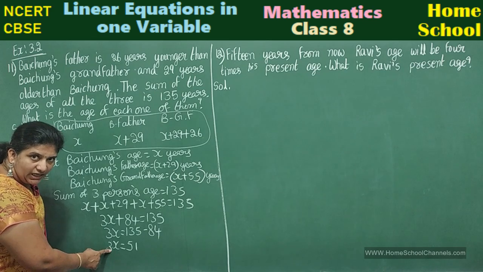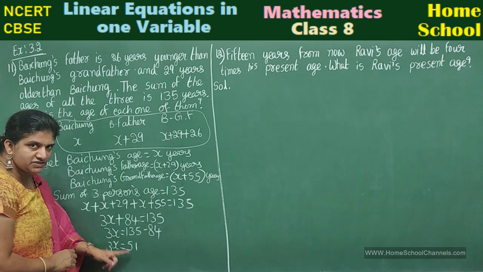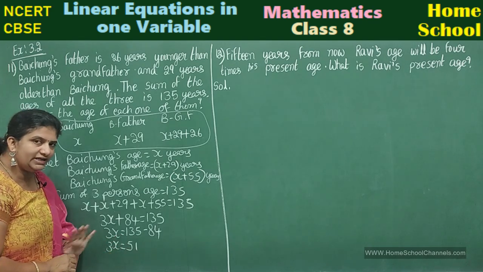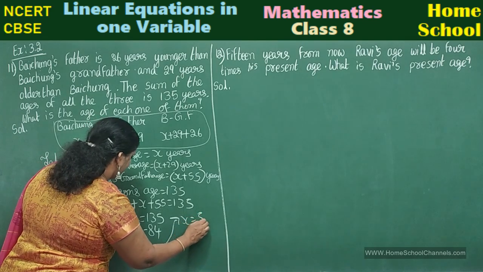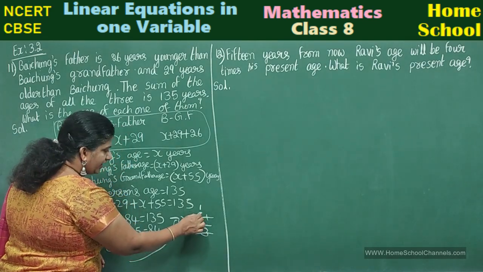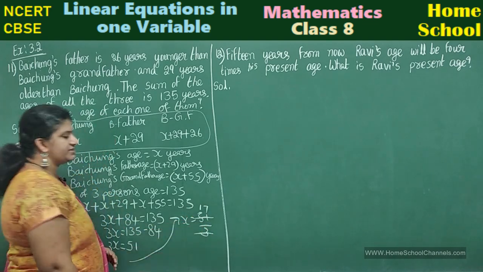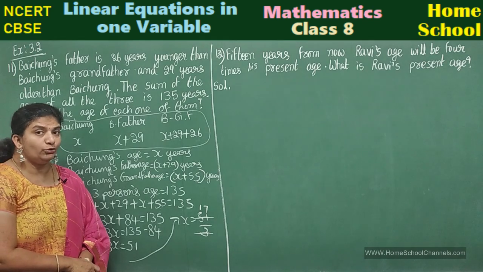Now this 3, what do you need to do? You need to send it to the other side, that is transpose, then you are going to divide. Okay, let me continue here. x is equal to 51 by 3. Cancel. 3 ones are 3, 2 left, 21, 3 sevens are 21. Is the problem completed? No.